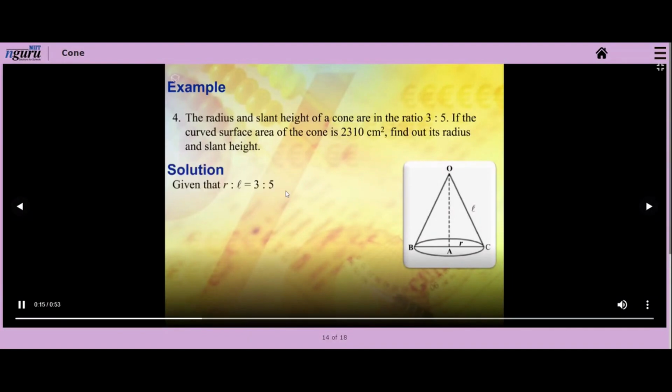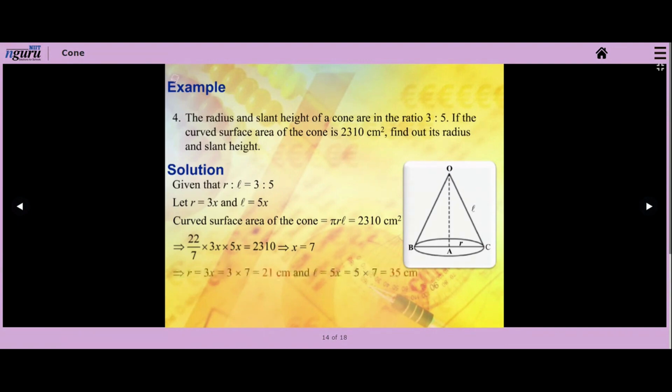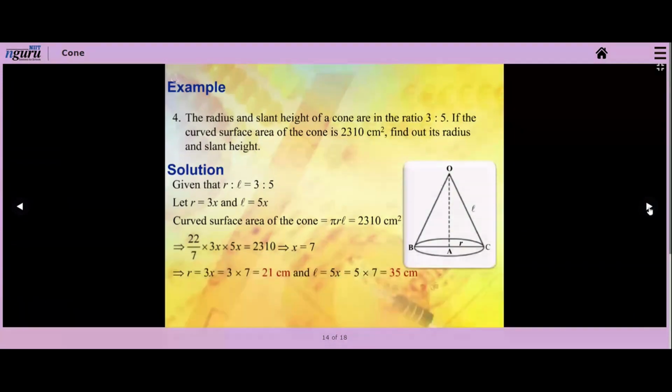Right. It is given that r is to l is equal to 3 is to 5. Let r be equal to 3x and l be equal to 5x. The curved surface area of the cone is equal to pi r l, which is equal to 2,310 square centimeters. On substituting the values of pi, r and l, and on simplifying the equation, we get x squared equal to 49, which implies x equal to 7. So the radius r is equal to 21 centimeters and the slant height l is equal to 35 centimeters. Okay, ma'am.